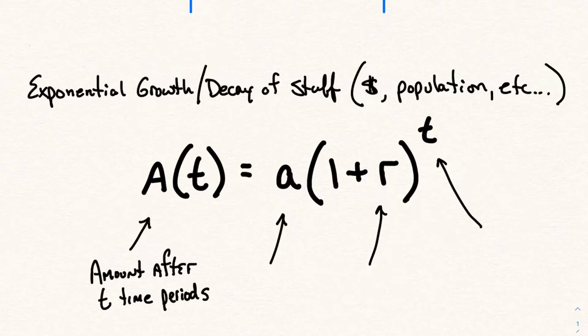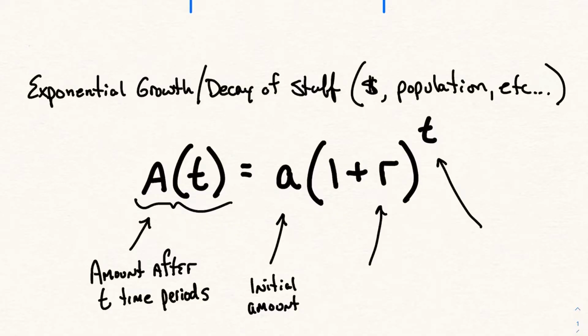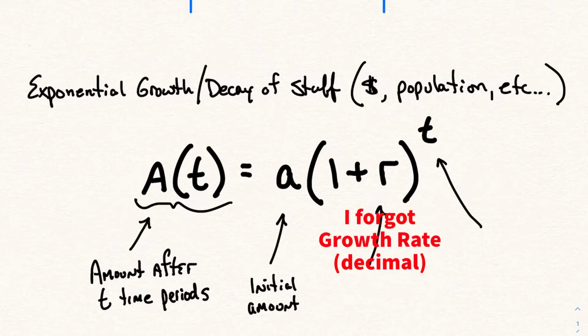The first variable is just the name of the function. So that whole thing is going to be the amount of stuff that you have, whatever the stuff is, the amount of stuff you have after t time periods, however many time periods, whether that's in minutes or seconds or in years. The second a, which just happens to be the same letter but lowercase, stands for the initial amount. So if we're talking about a bank investment, that's going to be how much money you put in right in the beginning. If we're talking about population, it's whatever the population is in the beginning of our episode.